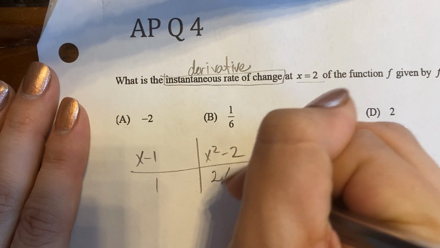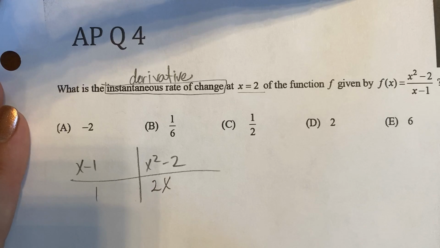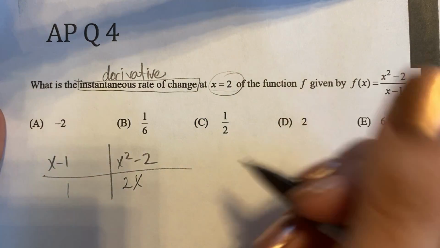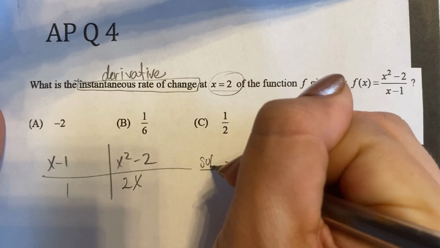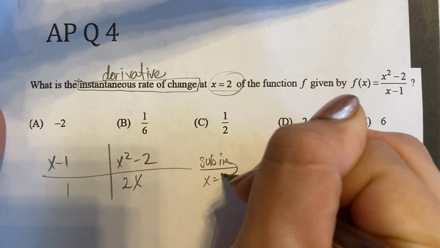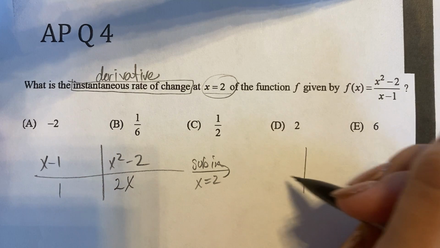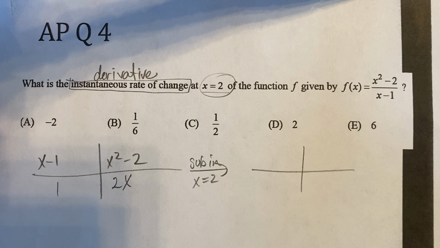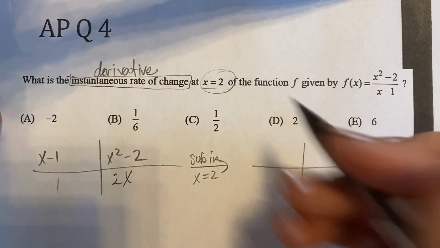They're 1 and 2x. Okay, now here's what I'm not going to do. I'm not going to go right to doing the quotient rule and write parentheses x minus 1, parentheses 2x minus all this stuff. I'm not going to do that. Because I'm substituting in, I'm going to make another chart. Sub in x equals 2. So go ahead and make another chart where you substitute in, please, before we do the whole quotient rule formula.